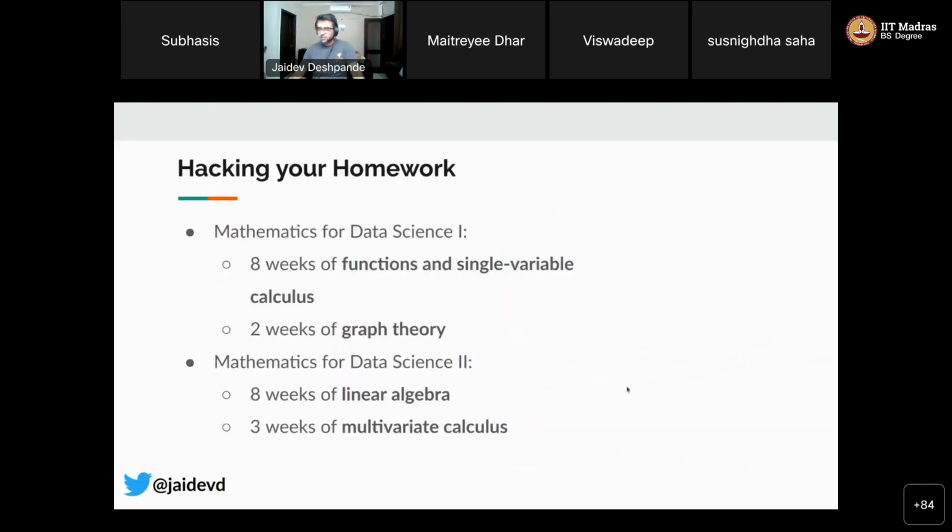So let's take a quick look at the syllabus that we have in Math 1 and 2. You'll see that in Math 1, there is about 8 weeks of functions and single variable calculus, followed by 2 or so weeks of graph theory. And then in Maths 2, there is a lot of linear algebra and multivariate calculus.